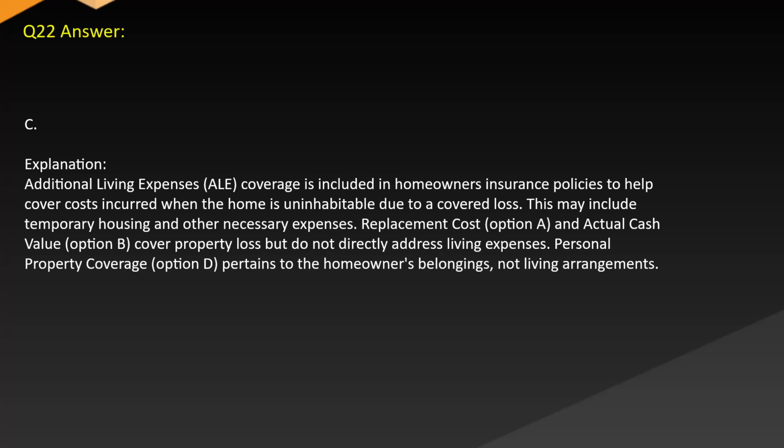Answer C. Explanation. Additional living expenses (ALE) coverage is included in homeowners' insurance policies to help cover costs incurred when the home is uninhabitable due to a covered loss. This may include temporary housing and other necessary expenses. Replacement cost, option A, and actual cash value, option B, cover property loss but do not directly address living expenses. Personal property coverage, option D, pertains to the homeowner's belongings, not living arrangements.